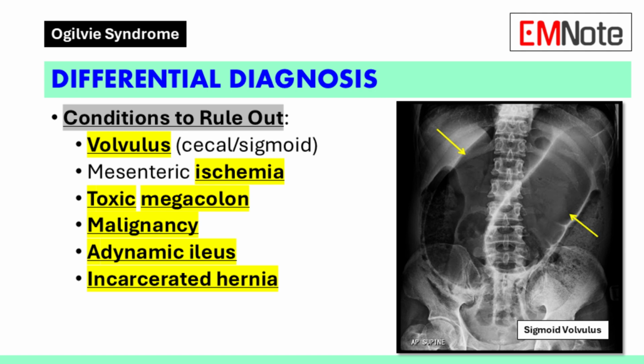Differential diagnosis. The differential diagnosis of Ogilvie syndrome includes volvulus of the cecum or sigmoid, mesenteric ischemia, toxic megacolon, incarcerated hernia, intussusception, stricture, malignancy, adynamic ileus, and constipation or stool impaction.